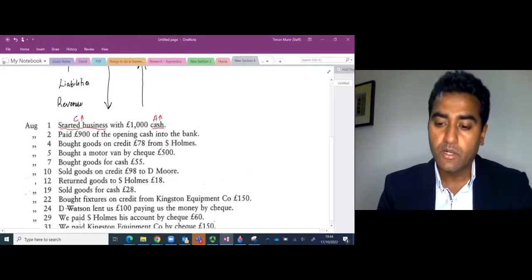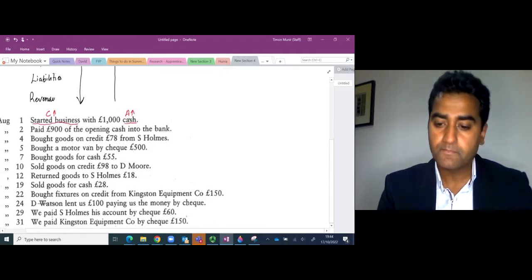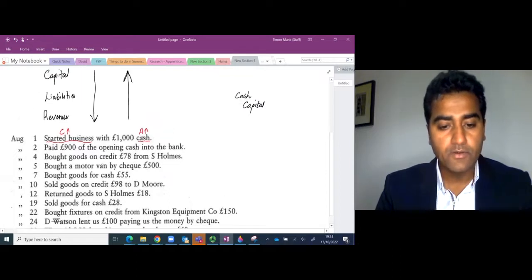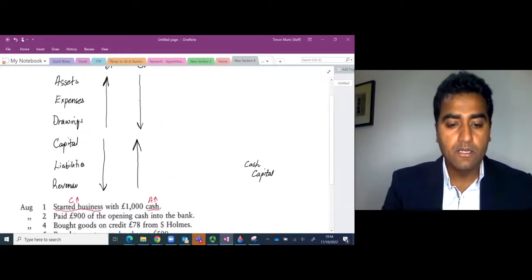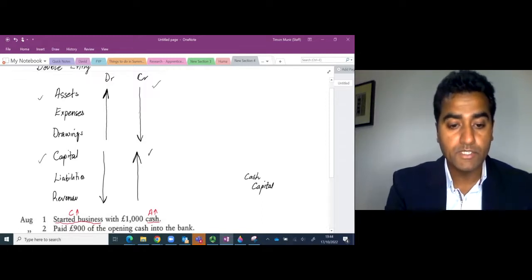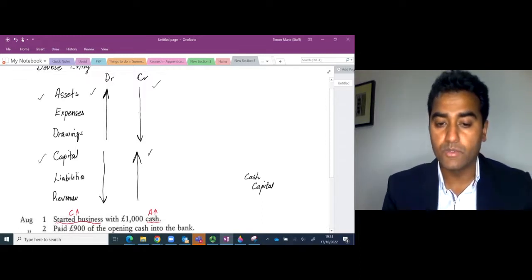So my double entry will be cash debit and capital credit. Following this table, this technique, you can see the increase in capital is always credit, and the increase in cash, which is an asset, is always debit.